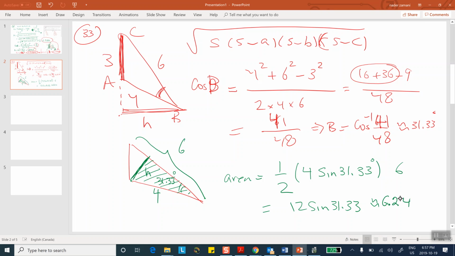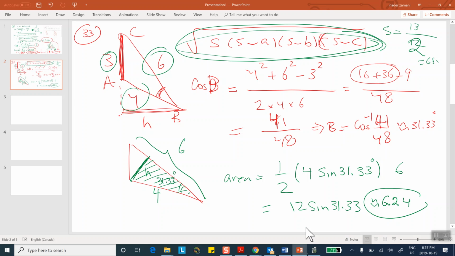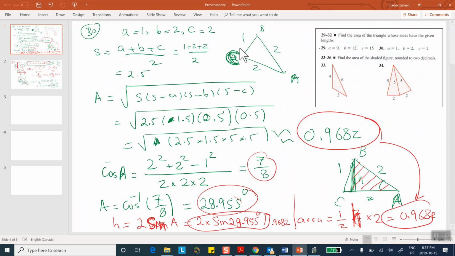I bet if you use this formula, where S is equal to the sum of these three, 13 over 2, which is approximately 6.5, hopefully you get this. You can try it. I'm not going to do that, but your S is the sum of the three sides divided by 2, which gives you 6.5, and then you stick it in this formula, and hopefully you come up with that answer.